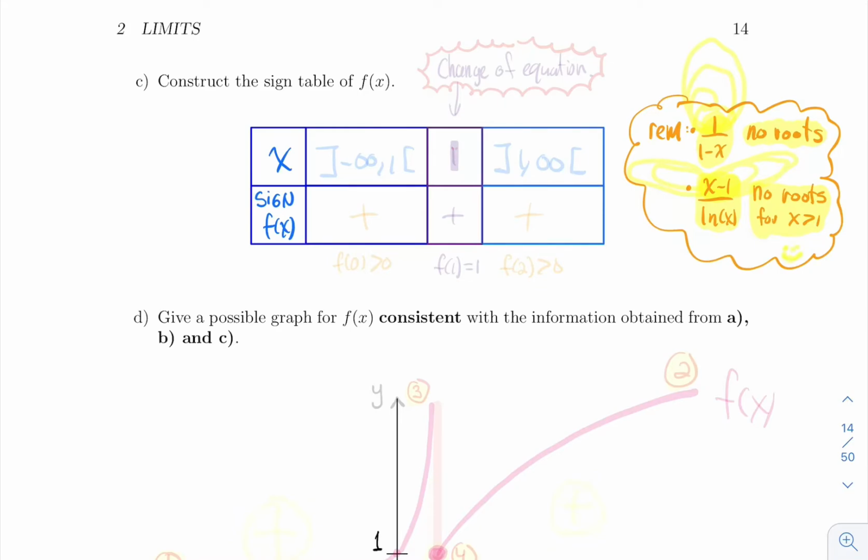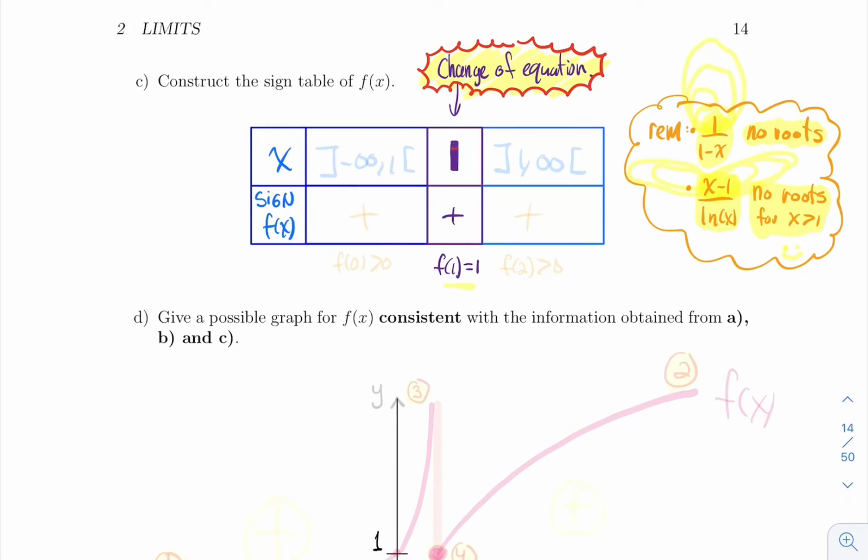So we have no roots whatsoever, but if you are constructing a sign table of a function that changes equation, so here we know there's a change of equation, I'm going to construct a column for that point x equal 1 where it changes equation. So 1 is going to be a special column, and I know that at 1 my function is equal to 1. I know it's going to be positive because f of 1 is equal to 1 by definition. And then I just need to worry about what's up before and what's up after.